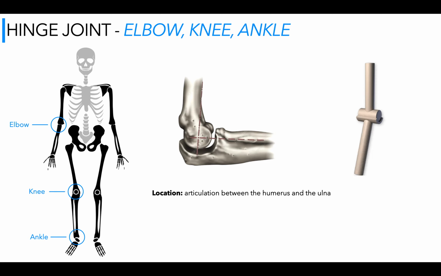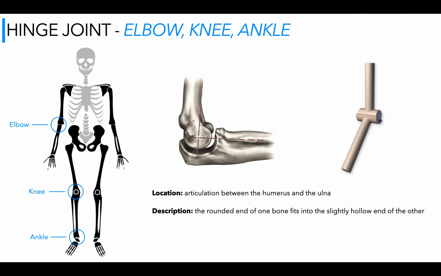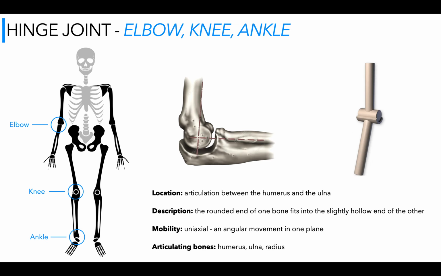But how would we describe a hinge joint? Well, the rounded end of one bone fits into the slightly hollow end of another bone. As you can see there, the round end of the humerus is fitting into the slightly hollow end of the ulna. Like I mentioned before, it's uniaxial. We've got movement in one plane there, and articulating bones are the humerus, ulna, and radius.